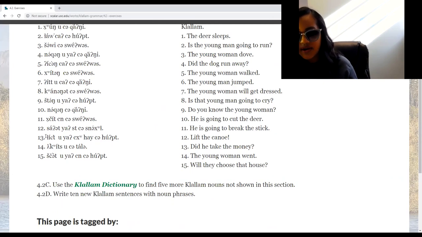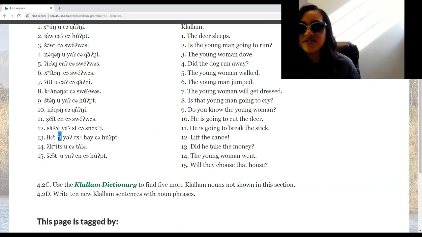Kleetst uyat hui tsahopt. Kleetst is the word for cut. This is a question. It's your past tense. Tsuhai is you all. Your article, the. And hope, deer. So this question is, did you all cut the deer?